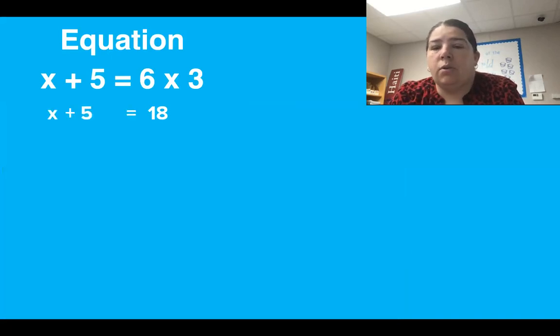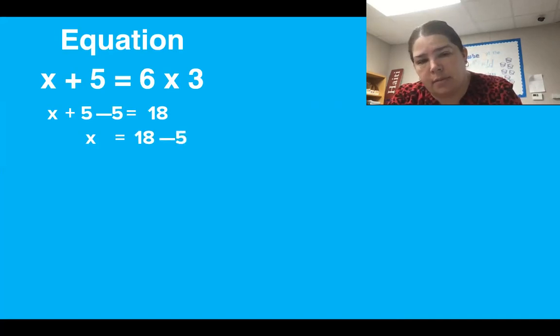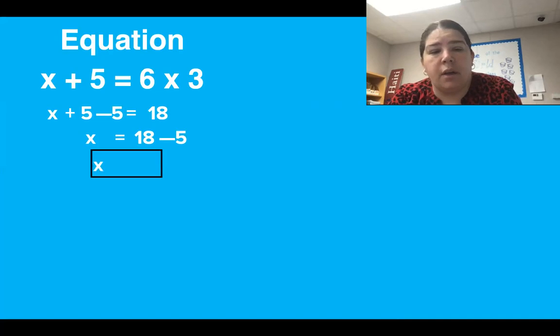Okay, now in order to get the x by itself, we need to do the opposite of plus 5, which is -5, or take away 5, right? So plus 5 minus 5, it cancels each other out, and what you do to one side, you must do to the other side. So if we subtracted 5 on this side, we need to subtract 5 on this side. 18 minus 5. X equals 13.